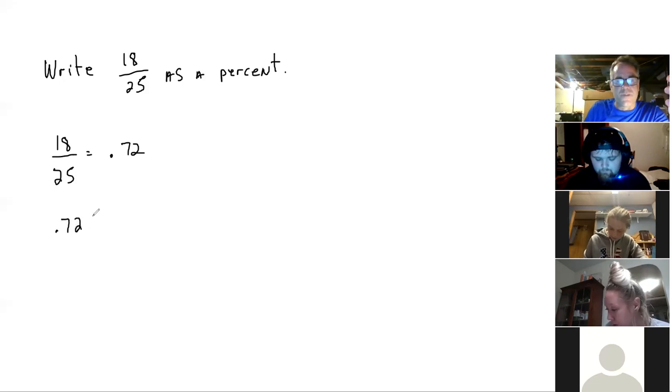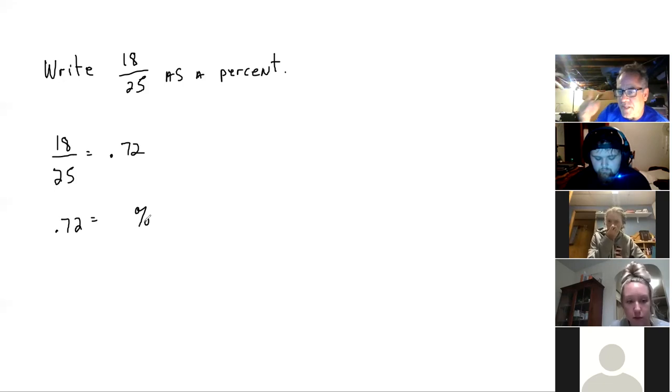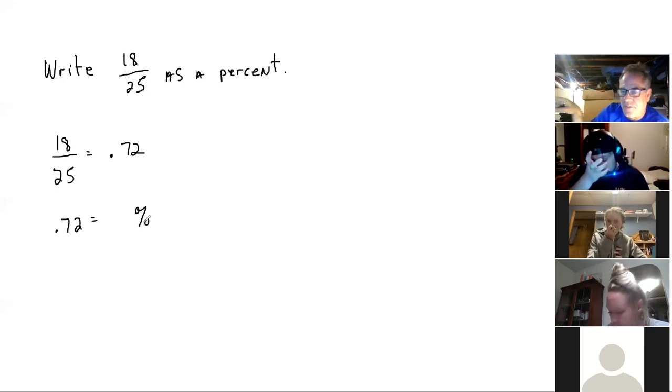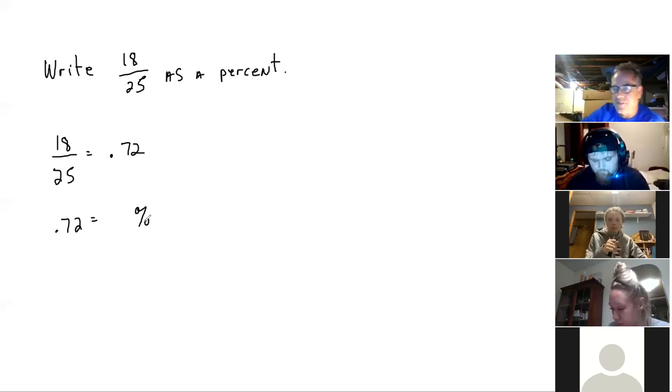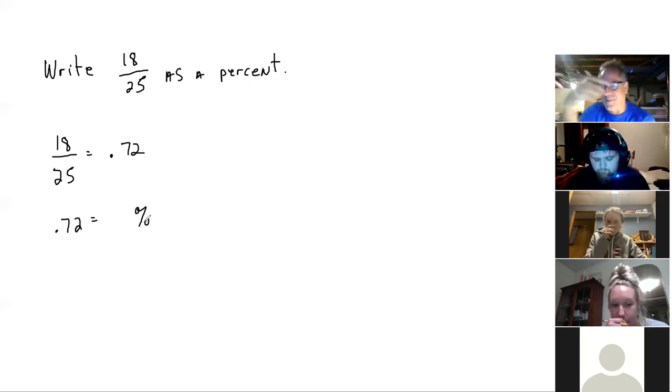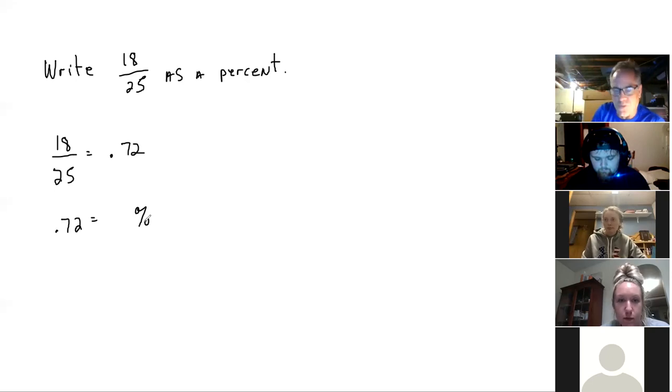All right, what is 0.72 as a percentage? I want to write this as some percent. What do we do? Move that decimal place to the what? Oh, that's backwards, isn't it? Right. Move it to the right 2 places because you're literally thinking of 72 over 100. So it moves, boom, boom. We're at 72%.